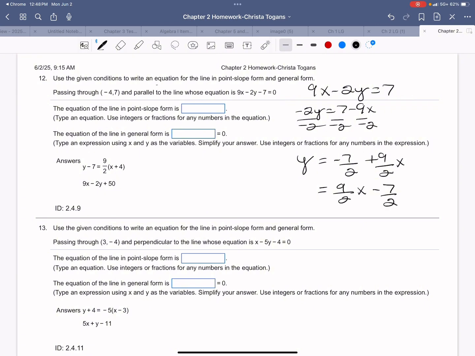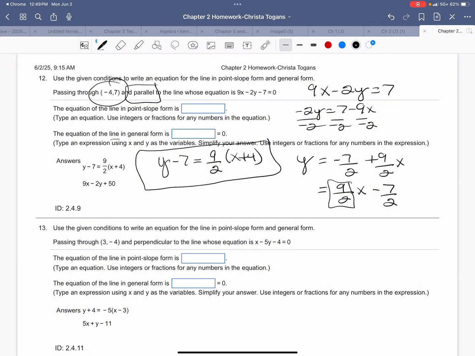And because it's parallel, we're looking for the one parallel, so the slope is going to be the same. So I'm just going to copy this slope. And then I'm going to take this point and plug it in. So y minus 7 equals 9 over 2 times x plus 4. And then you just need to solve this.